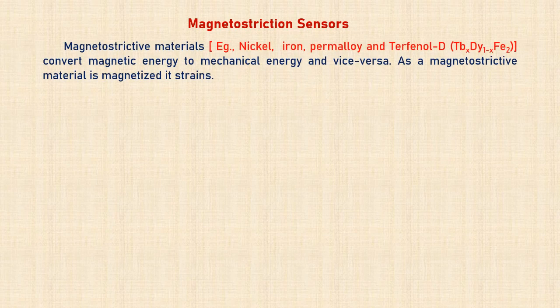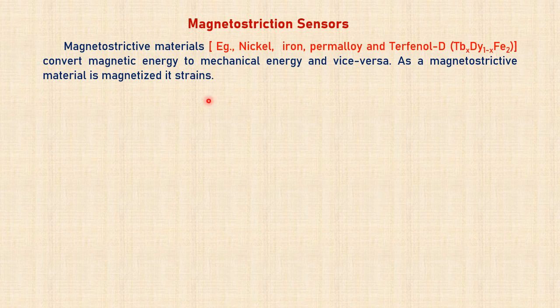So now let us try to understand what magnetostriction sensors are. We have a very important class of materials which exhibit the magnetostrictive effect. For example, nickel, iron, permalloy, and Terfenol-D. The chemical formula is given there. They convert magnetic energy to mechanical energy and vice versa. So as a magnetostrictive material is magnetized, it strains.